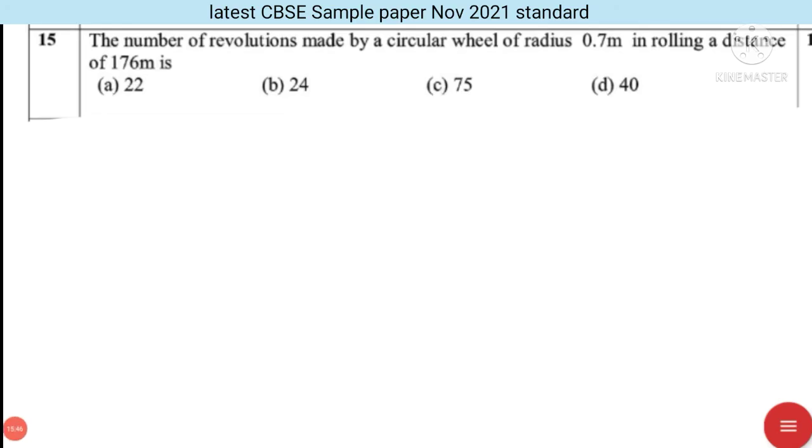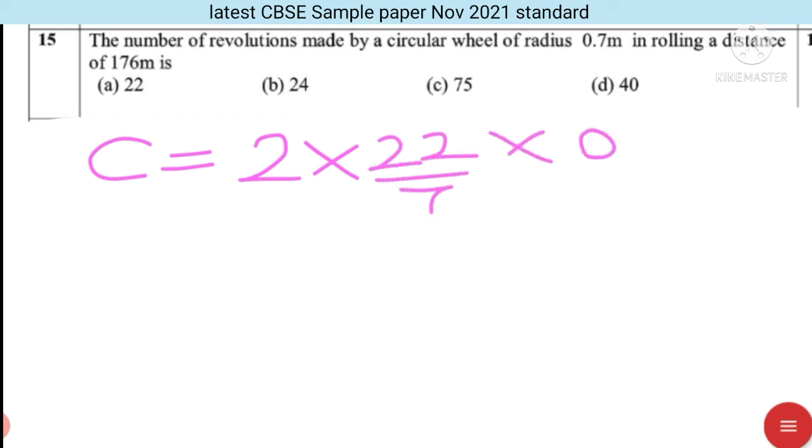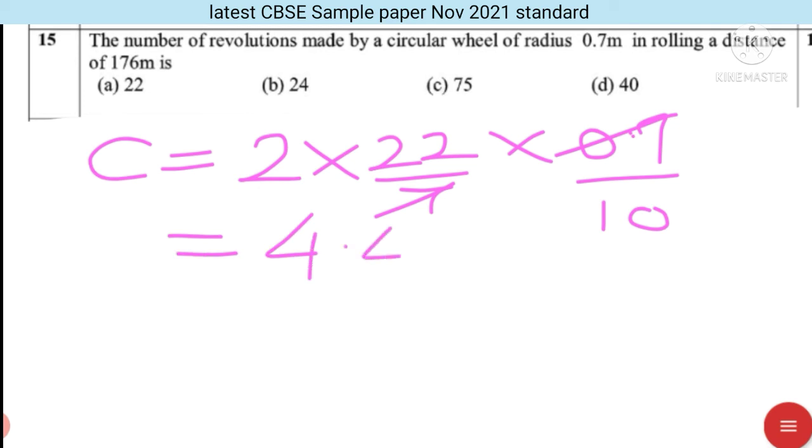To find the number of revolutions made by a circular wheel, we need to find out the circumference, because circumference is the distance covered in one revolution. So let us find out the circumference. It gives me 2 into pi into r, 0.7. If I remove the decimal, I am left with 10, 7 gets cancelled and my circumference comes out to be 4.4. Now this is the distance covered in one revolution and we have to find the revolutions made by the distance covered, 176 meters.